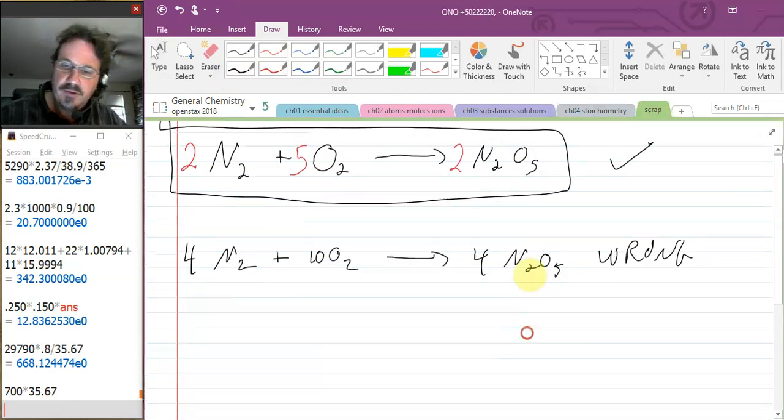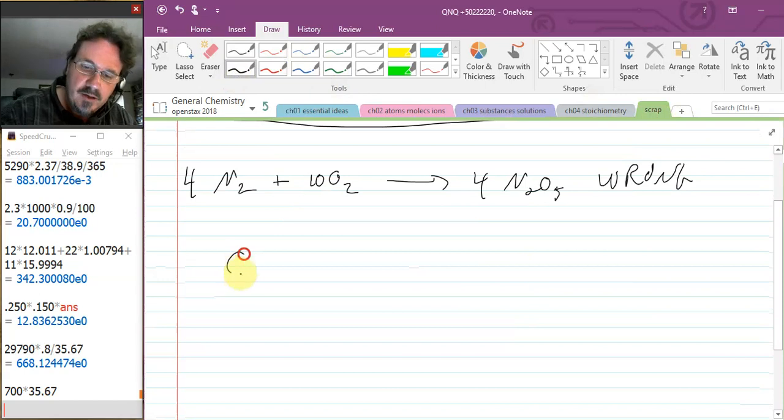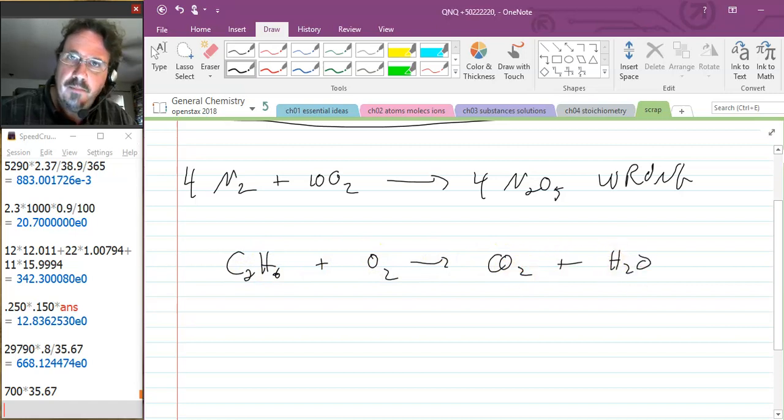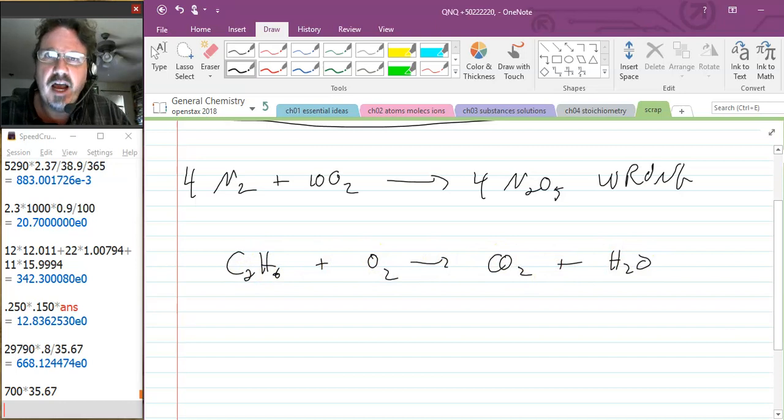Let's go back to my scrap paper and let me rewrite this. I've got C2H6 and it's reacting with oxygen to form CO2 and water. This is, by the way, called a combustion reaction, reacting an organic fuel, one that has carbons and hydrogens and such, with oxygen. Turns out you always get the same product, carbon dioxide and water, and that's what we're seeing here.